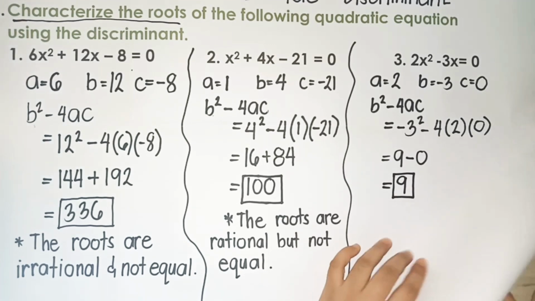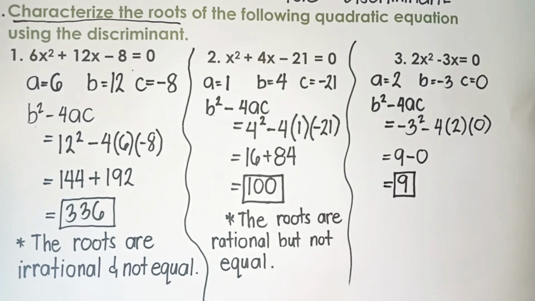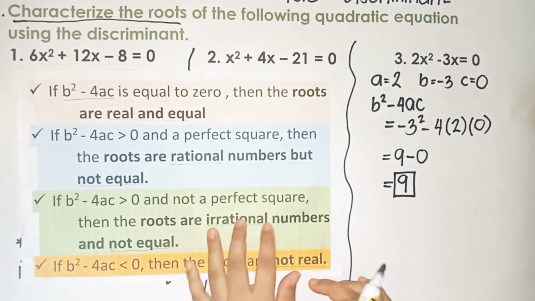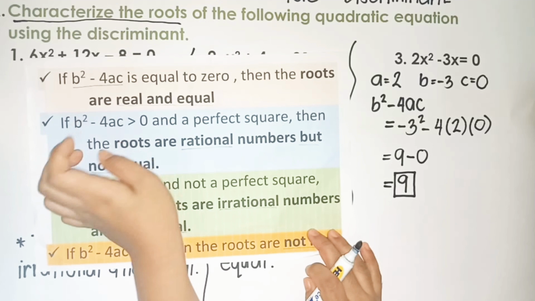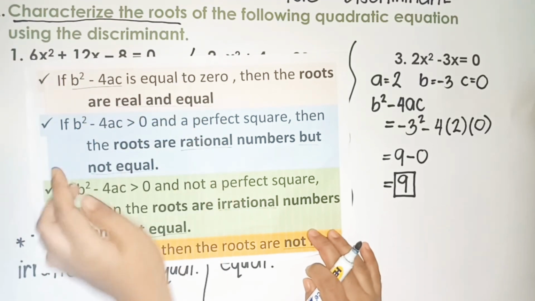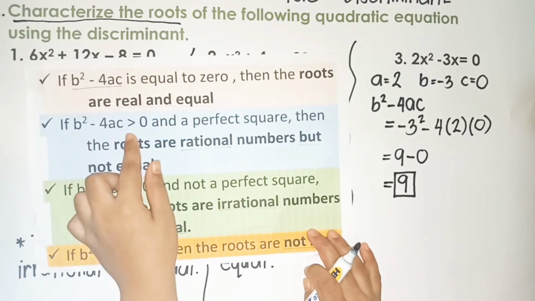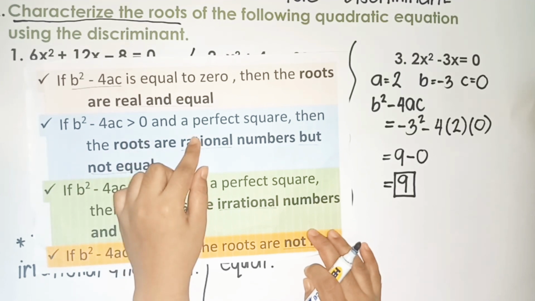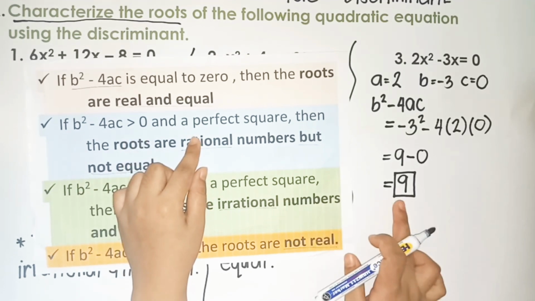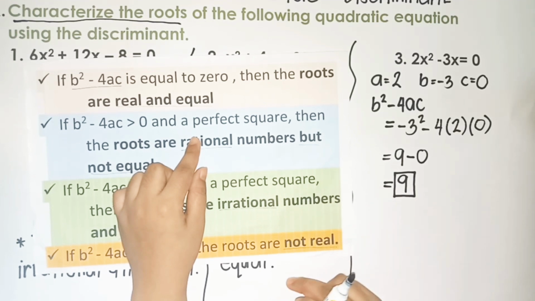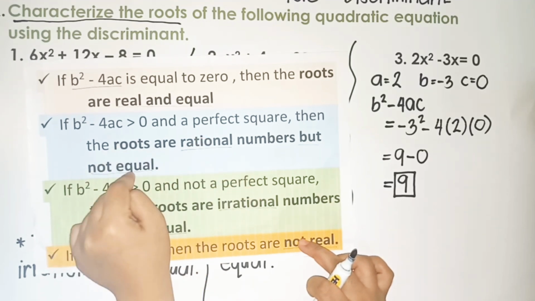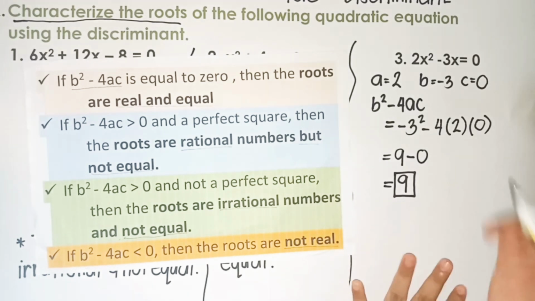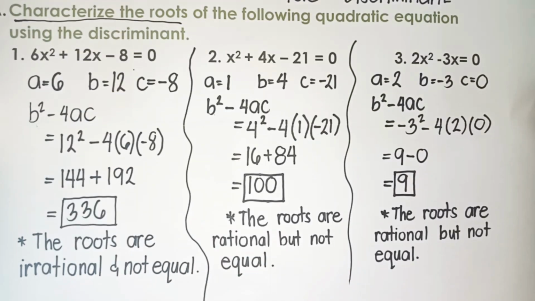So let's identify or characterize the roots of this equation using this. 9 is not equal to 0. So the roots are not this. 9 is greater than 0. Yes. Is it a perfect square? Yes, because the square root of 9 is 3. If we multiply 3 by itself, the answer is 9. So meaning to say, 9 is a perfect square. So therefore, the roots are rational numbers but not equal. Kagaya po nung number 2. Parehas silang perfect square and they are greater than 0.